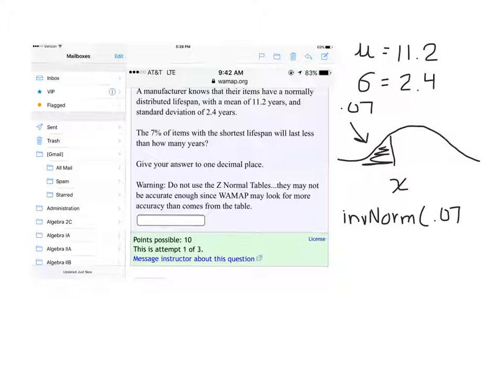So it would be the 0.07, and then our mean of 11.2, and our standard deviation of 2.4. And rounded to 1 decimal place in this case, that would be equivalent to 7.7 years.